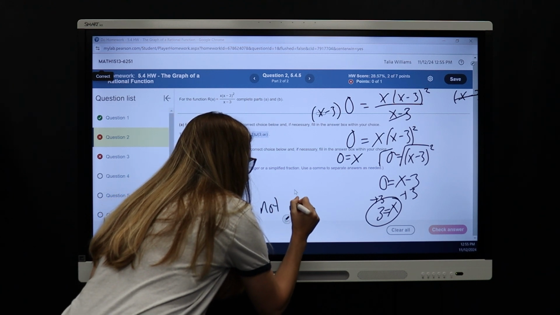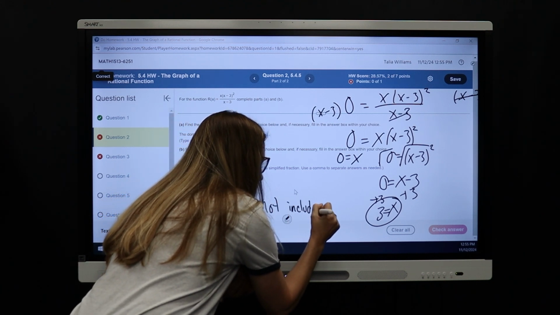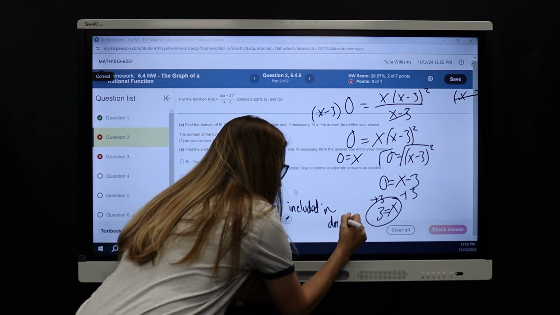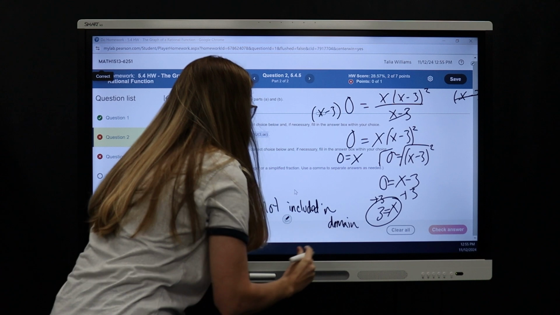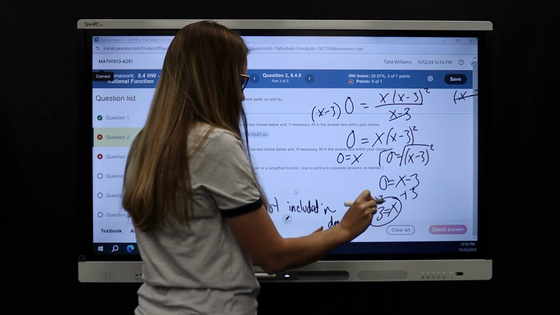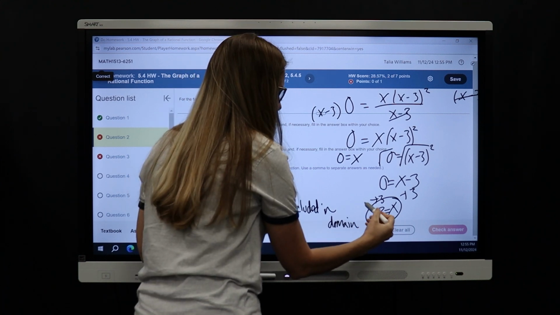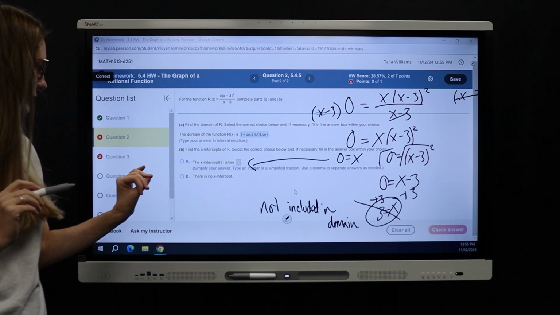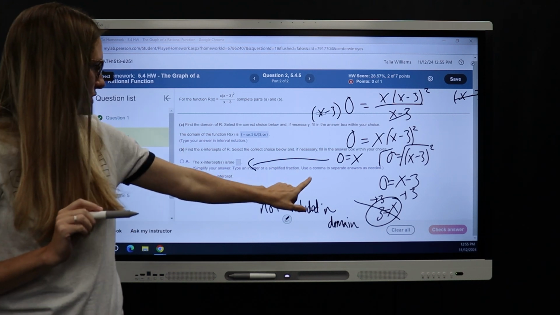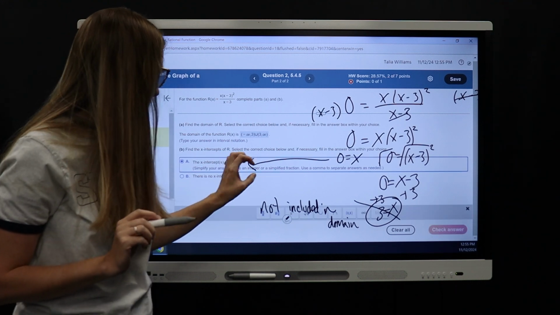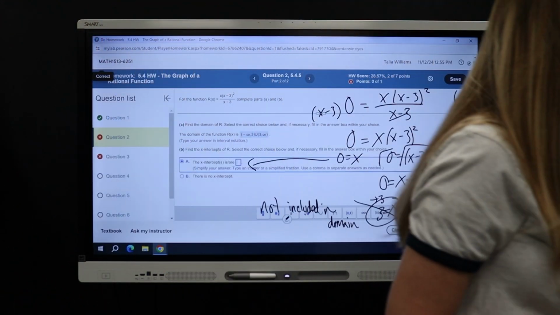Not included in domain. I write so bad on these boards. So it's not included in the domain, so that one is not the answer. I don't know why I circled it. I'm going to mark it out now. This is the only one. So we're just going to put 0 in there. They just want it as an integer, so just put 0, not an ordered pair. So we're going to type 0 there.